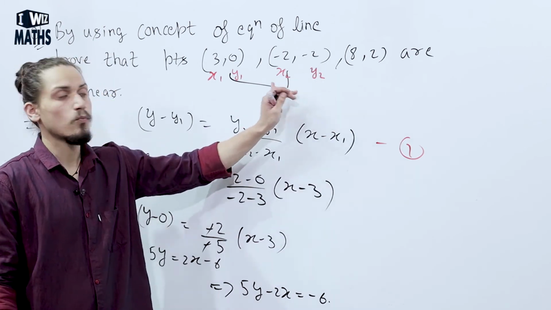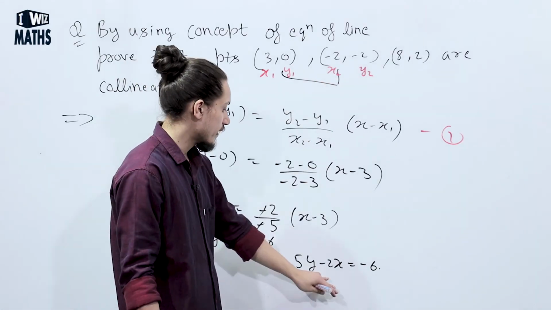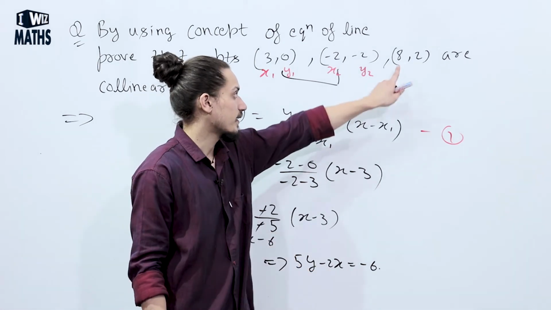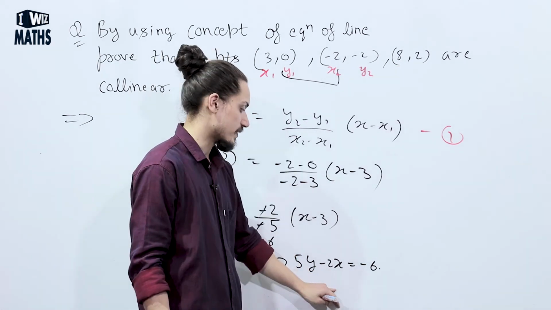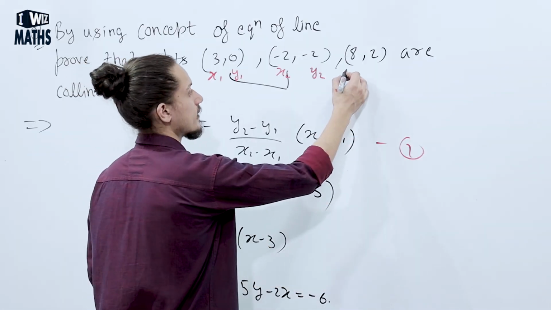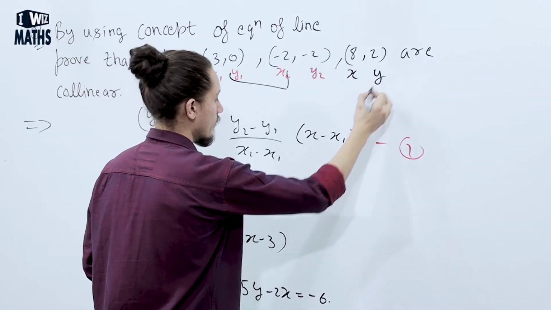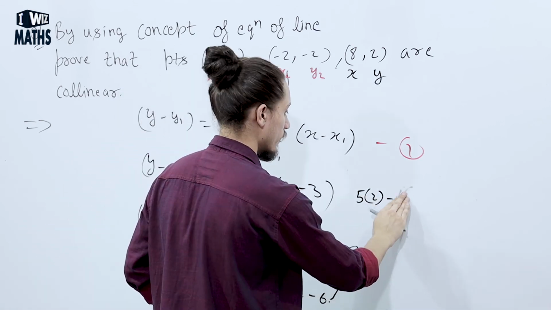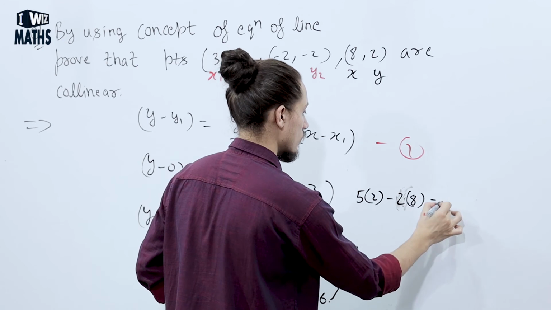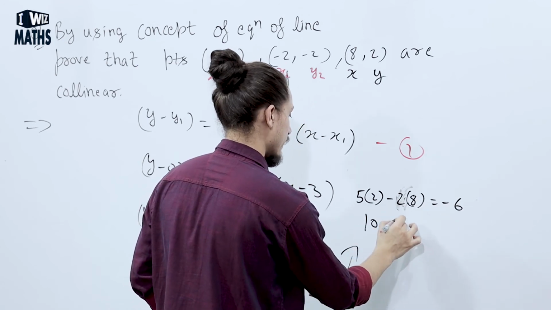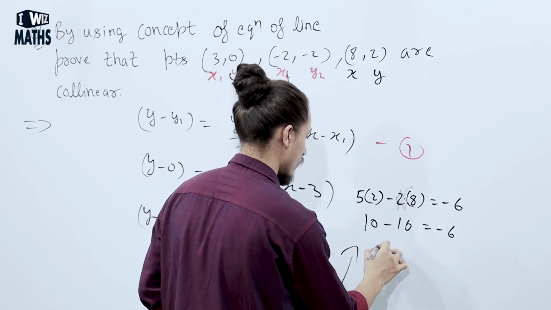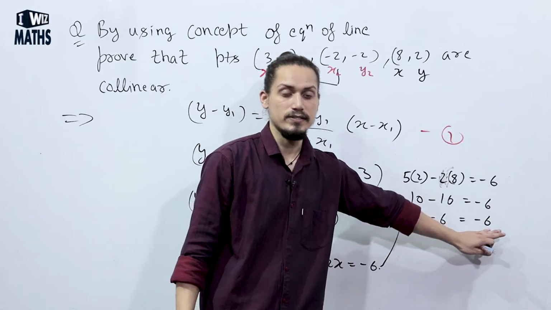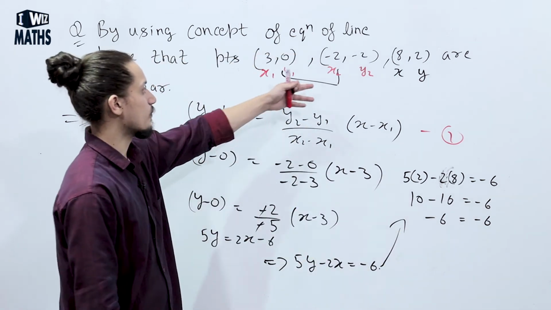अब अगर ये थर्ड पॉइंट भी इन 2 पॉइंट्स के साथ कोलिनियर होगा तो ये इक्वेशन ऑफ लाइन को सेटिस्फाई करेगा, मीनिंग टू से इफ वी रिप्लेस x एंड y बाय 8 and 2 वी शुड गेट लेफ्ट हैंड साइड इज इक्वल टू राइट हैंड साइड। So replacing x with 8 and y with 2 we get 5 into 2 minus 2 into 8 is equal to -6. So 10 minus 16 is equal to -6 or -6 is equal to -6. So we get left hand side is equal to right hand side, implies these 3 points are collinear.